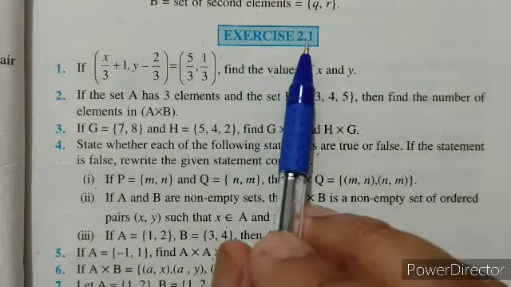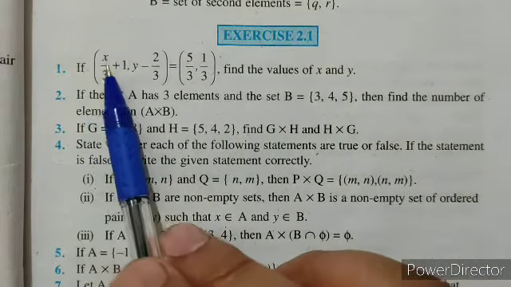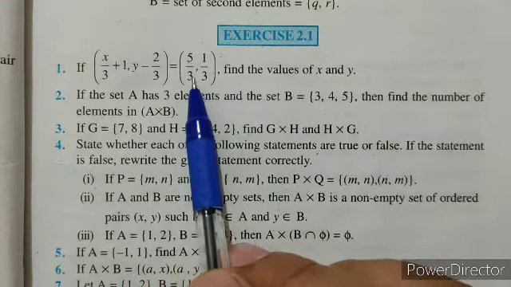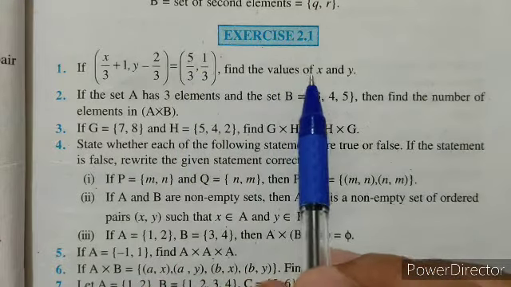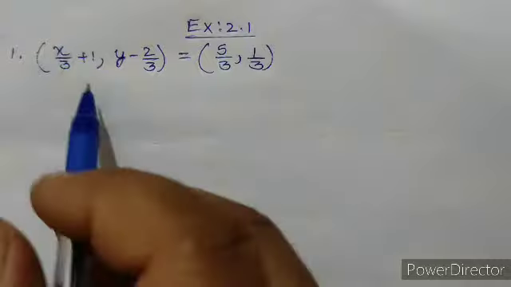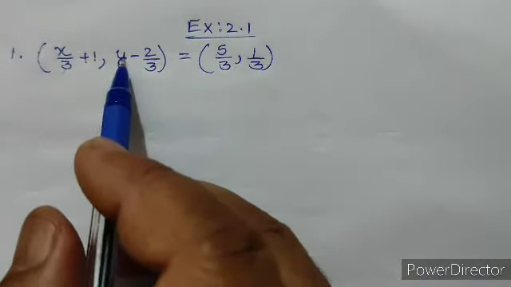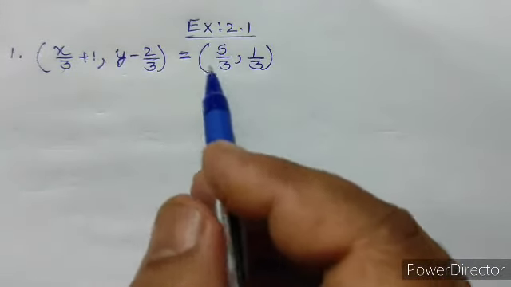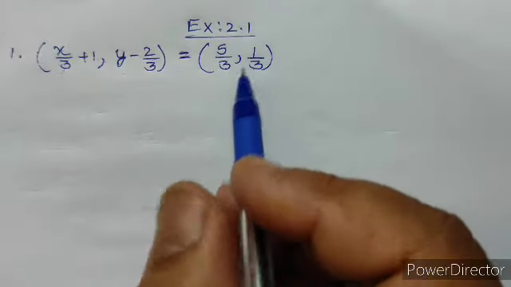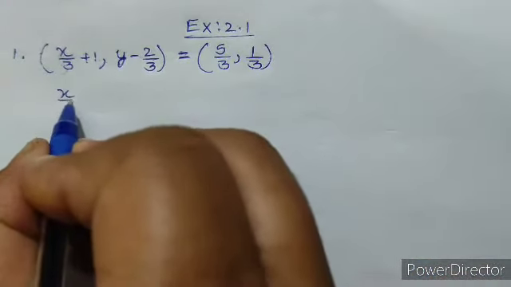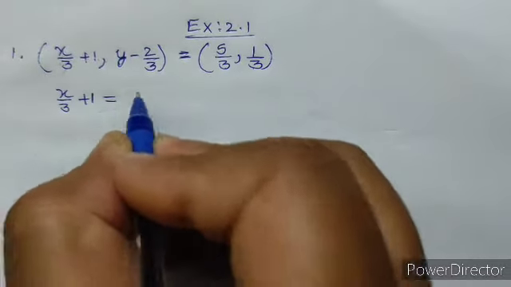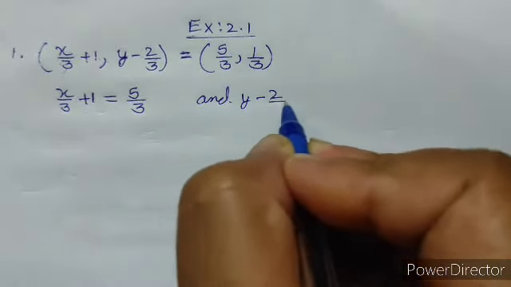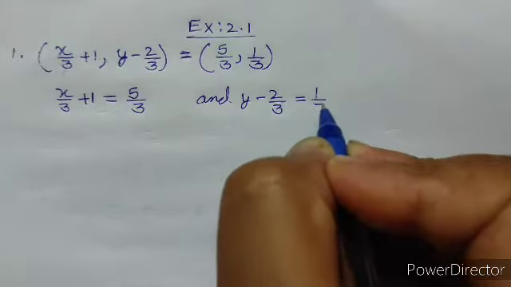Now in exercise 2.1, first question: if (x/3 + 1, y - 2/3) is equal to (5/3, 1/3), then find the value of x and y. Here (x/3 + 1, y - 2/3) is given to us equal to (5/3, 1/3). So on equating both sides, we can say that x/3 + 1 will be equal to 5/3 and y - 2/3 will be equal to 1/3.